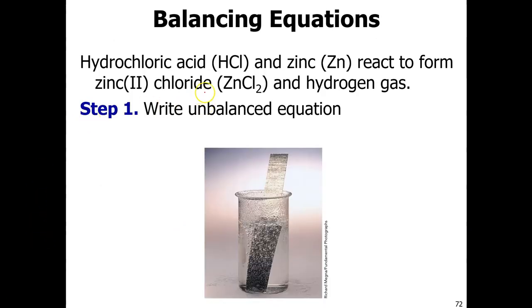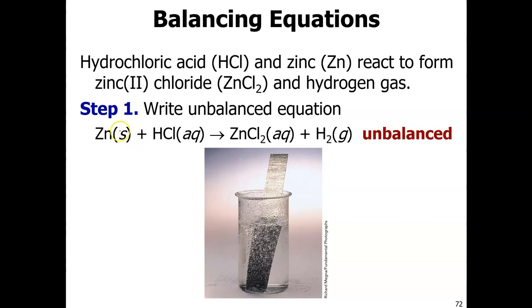In the lab, we actually do this. We take hydrochloric acid and react it with zinc, and it reacts to form zinc chloride and hydrogen gas. So we want to write the unbalanced equation from these words. What is the easy way to write this down? We know we have to start with zinc, and it starts as a solid in this instance. Hydrochloric acid is an aqueous solution. That's what the aq means.